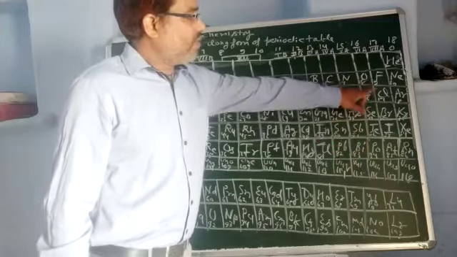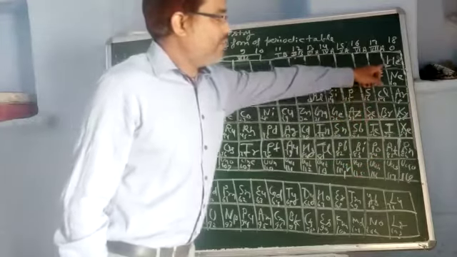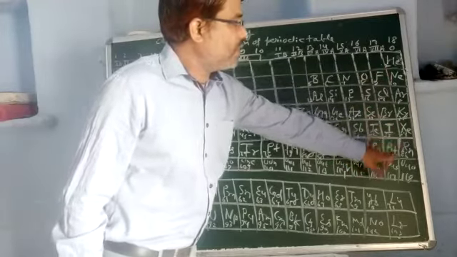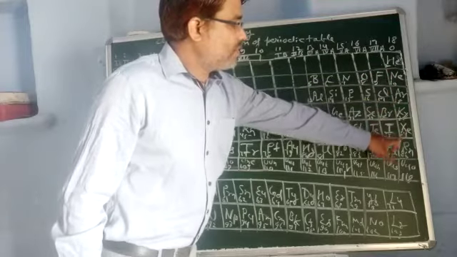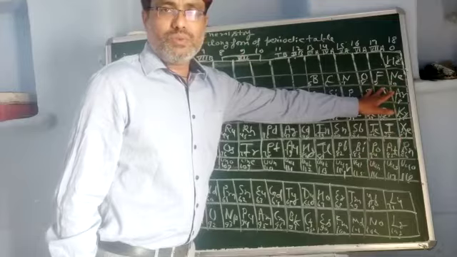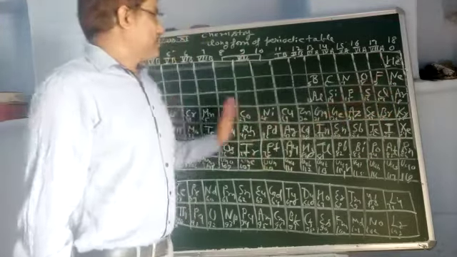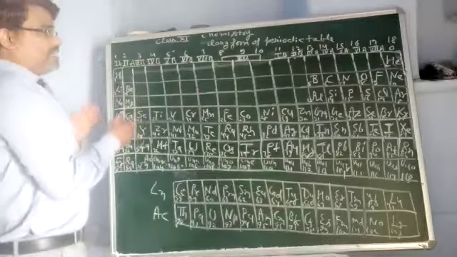In the next we have fluorine, chlorine, bromine, iodine, astatine. And in the next we have helium, neon, argon, krypton, xenon, radon. They are also called inert gas elements, and their valency is 0 because the octet is complete and they do not participate in bond formation. So that was about the A subgroup elements.